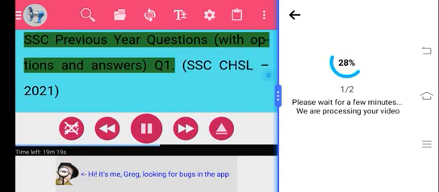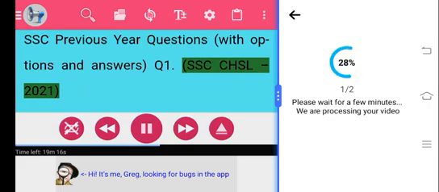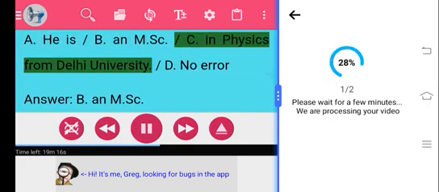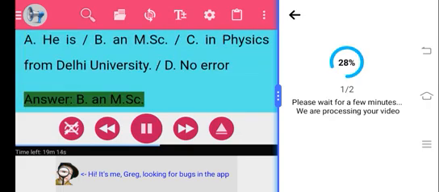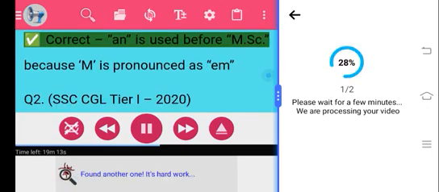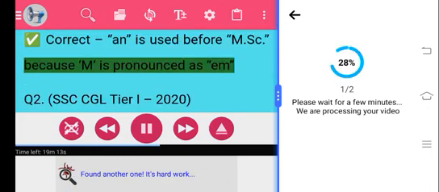SSC previous questions with options and answers. Q1. SSC CHSL 2021. He is B in MSc, C in physics from Delhi University, D no error. Answer: B in MSc. Checkmark, correct. An is used before MSc because M is pronounced as M.